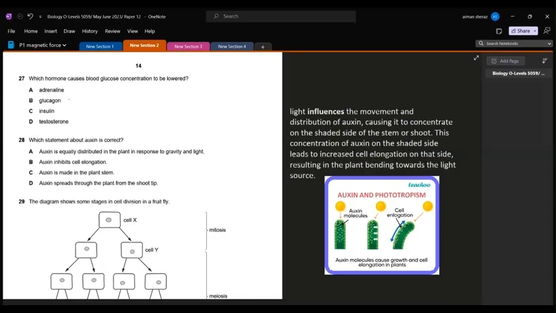Question number 27. Which hormone causes blood glucose concentration to be lowered? We just discussed this in question number 6. It is insulin, the hormone.